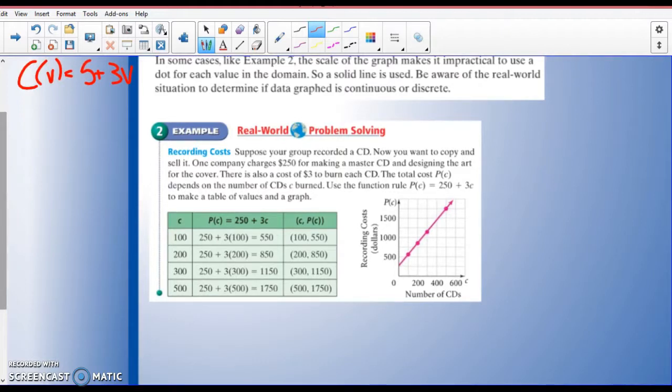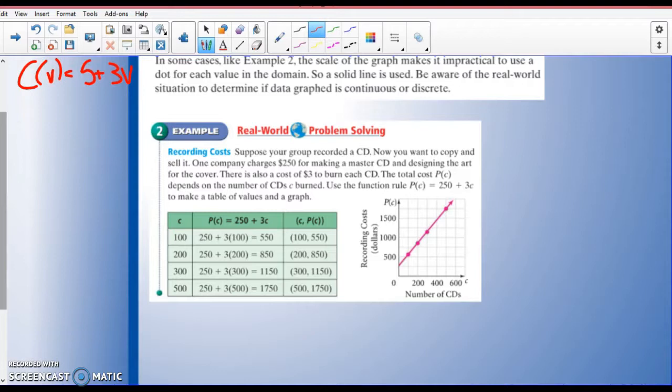Suppose your group recorded a CD. Now you want to copy and sell it. One company charges $250 for making a master CD and designing the art for the cover. There is also a $3 charge to burn each CD. The total cost, P of C, depends on the number of CDs burned. Use the function P of C equals 250 plus 3C to make a table of values for the graph.